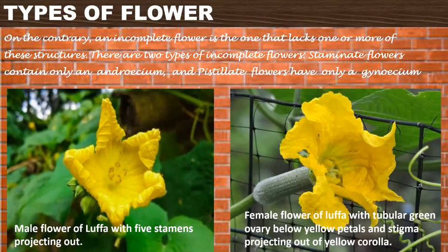A good example is loofah. You can see in the picture male flower of loofah with 5 stamens projecting out. In another picture, you can see the female flower of loofah with tubular green ovary below, yellow petals, and stigma projecting out of the yellow corolla.